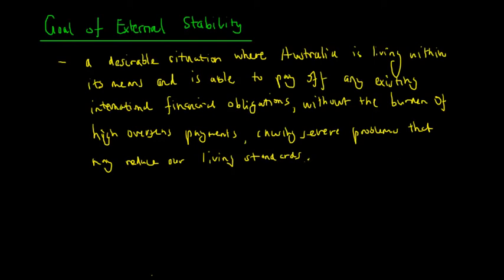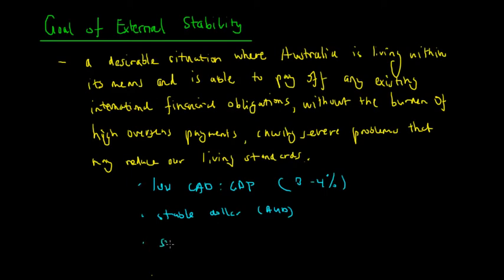And this is typically measured by 3 pillars. It is measured by a low CAD to GDP ratio, often around 3 or 4%, a stable dollar, or AUD, and also sustainable net foreign debt. I will go through each of these one by one now.